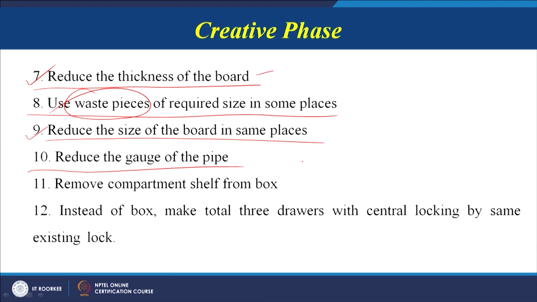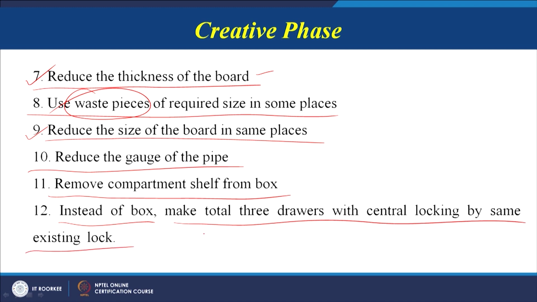Then reduce the size of the board in some places. So, that is also a good idea. Reduce the gauge of the pipe which is used for making the structure or the frame. Remove the compartment shelf from the box. Instead of box, make total 3 drawers with central locking by same existing lock.